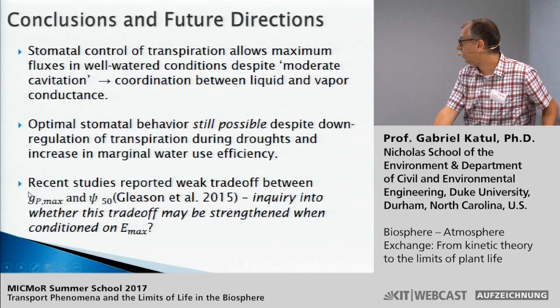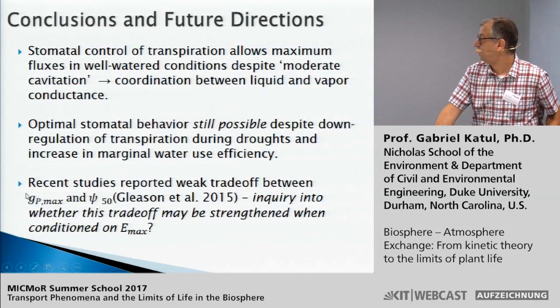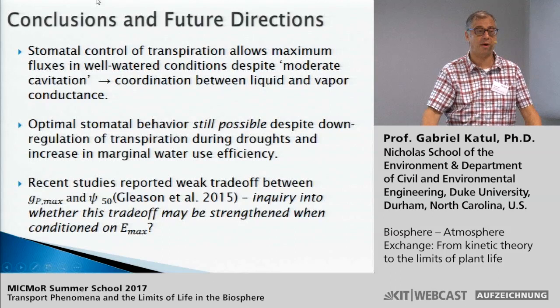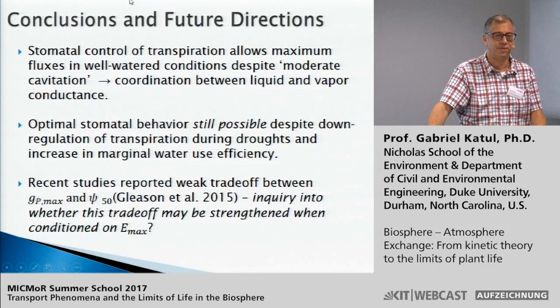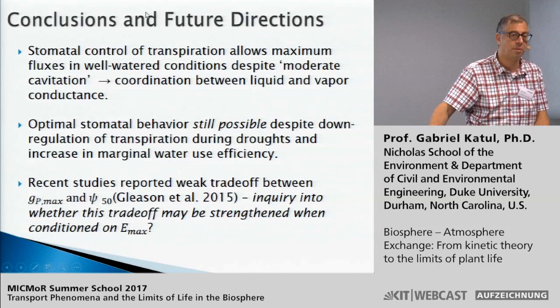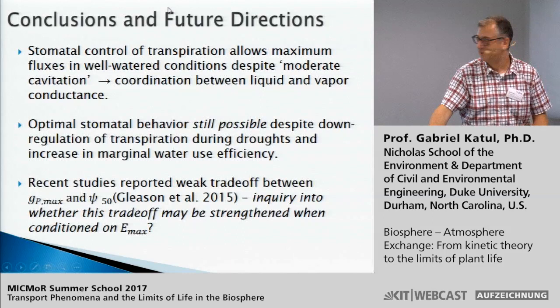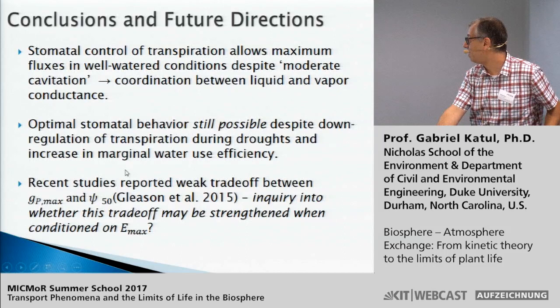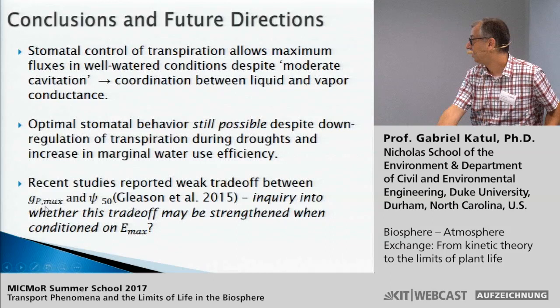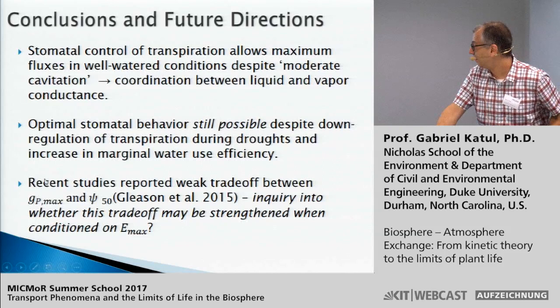Now, I should also comment on a recent paper that was published by Gleason in 2015, where they had a huge data set where they tried to find whether GP max and Psi 50 are somehow correlated, and they found nothing. They conditioned the data on everything: temperature, soil, biome, species, you name it, none of these correlations popped up. They just did not do one thing. They did not condition their data on maximum transpiration. That was the only thing they did not do. Whereas our suggestion would be that if you are able to rank these data sets with maximum transpiration rate, for a given transpiration rate, you could see some relation between GP max and Psi 50. So that would be an interesting inquiry to look into, but I did not do it yet.